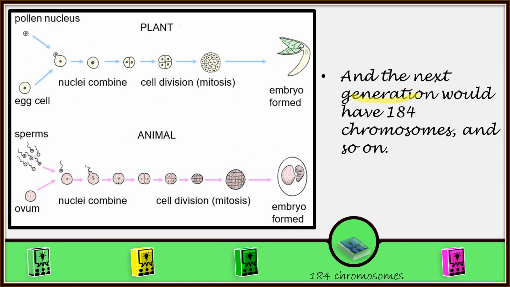And the next generation would have 184. So if the offspring we formed had now 92, that means that if it also forms another offspring, that generation will have 184 chromosomes. So that means that in the generations that follow, the number of chromosomes in the cell will go on increasing and increasing. That one would be a problem.